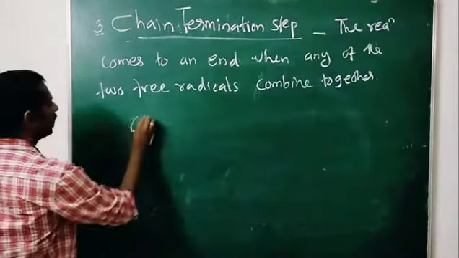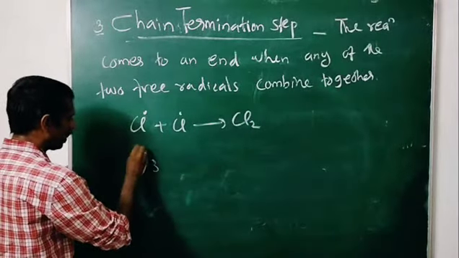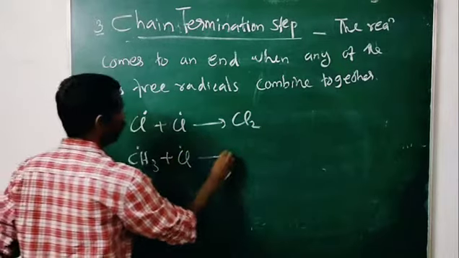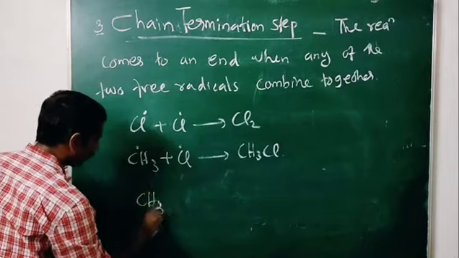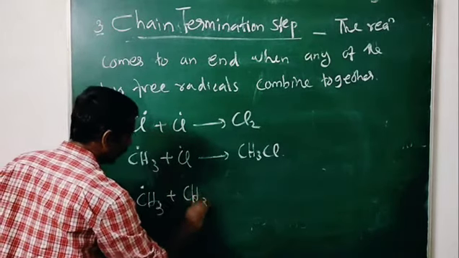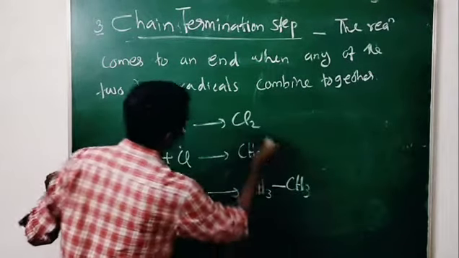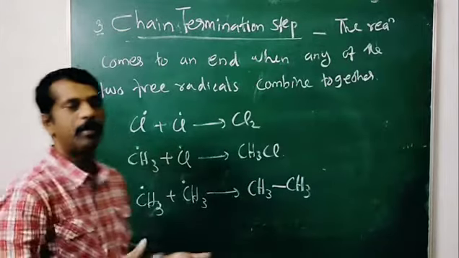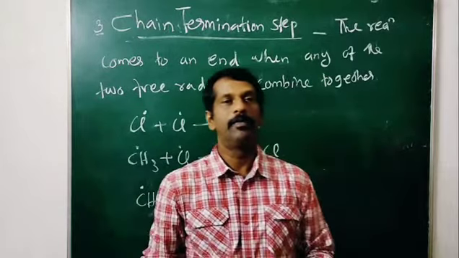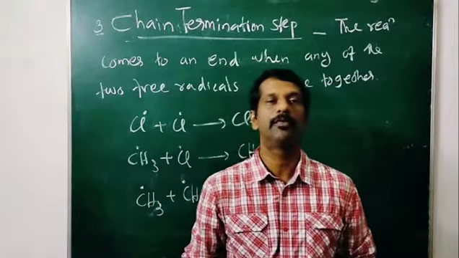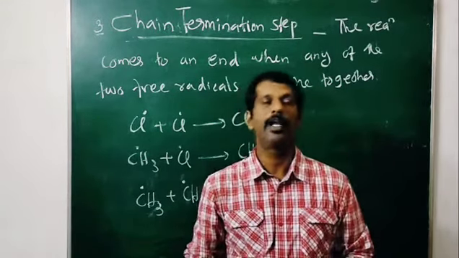Suppose one Cl free radical is joined with another Cl free radical, it will change into Cl2. Or CH3 free radical joins with the Cl free radical, it will change into CH3Cl. Or another possibility, CH3 free radical will join with another CH3 free radical and we get C2H6. If the free radicals are joined together, the reaction will come to an end. This is the mechanism of free radical substitution reaction in alkanes with the halogens. Okay, thank you.